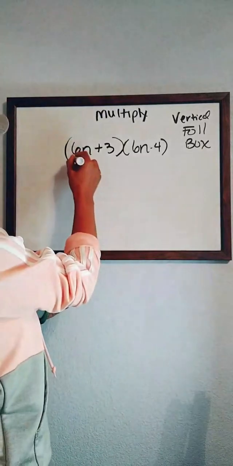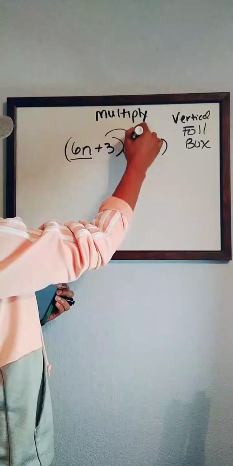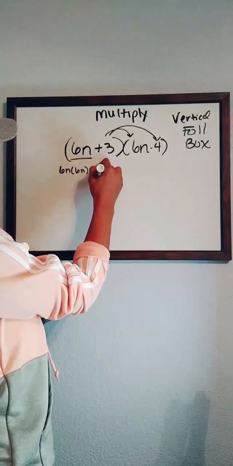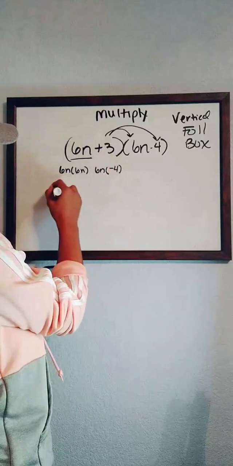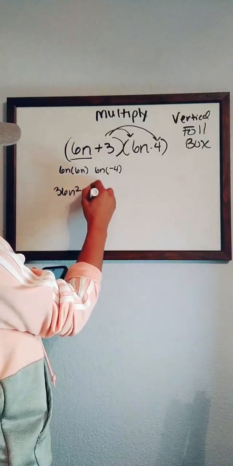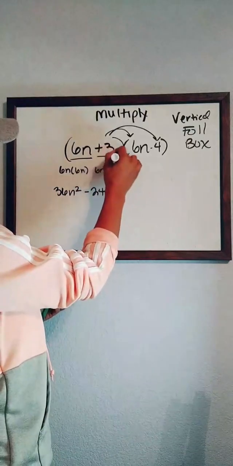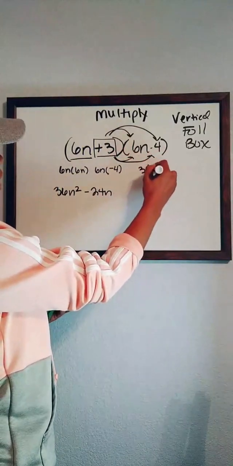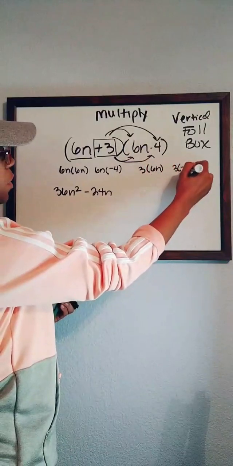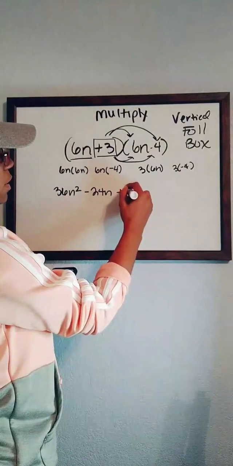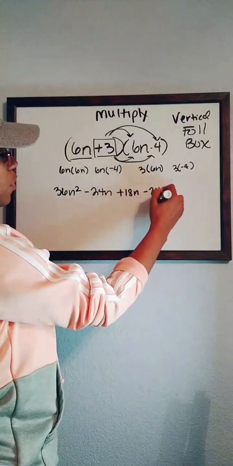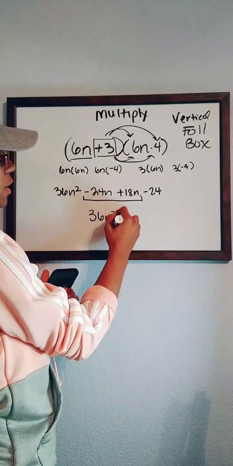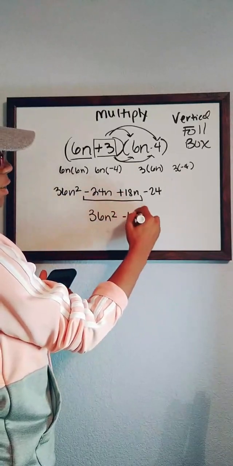So what you want to do is take this first term here and multiply it times both of these terms. So you're going to have 6n times 6n and then 6n times negative 4. That's going to give me 36n squared minus 24n. Then you have to take this positive 3 and multiply it times both terms. That'll give you 3 times 6n and then 3 times negative 4, which is going to give you plus 18n minus 12. Your like terms are going to be in the center most times.